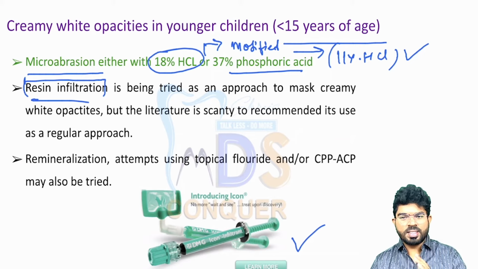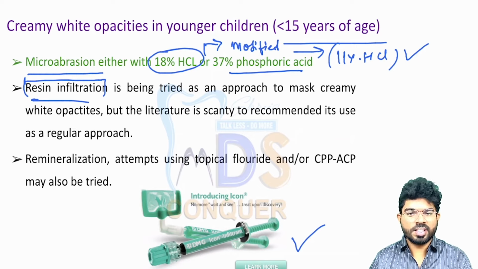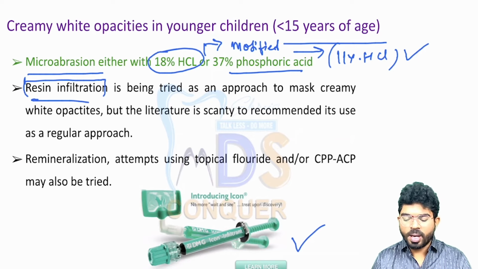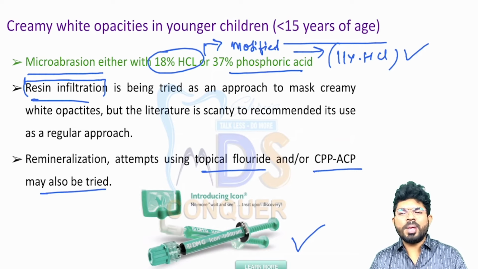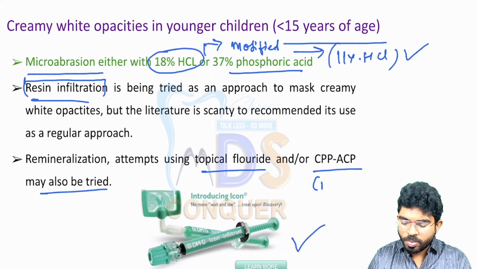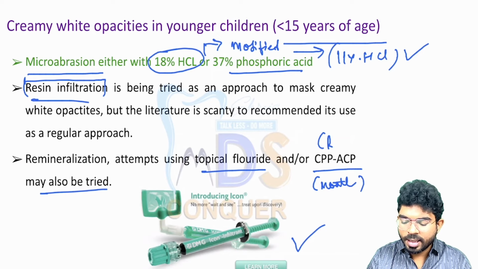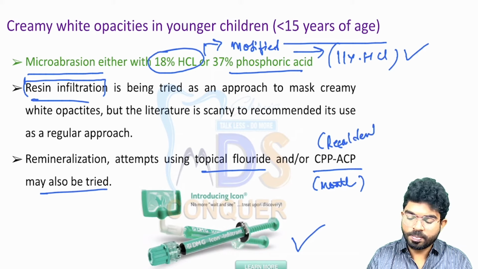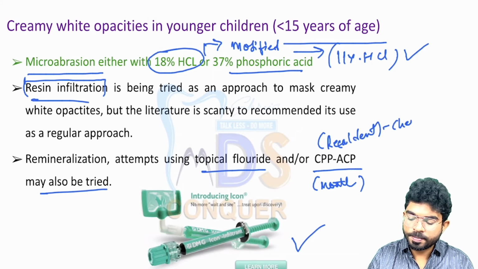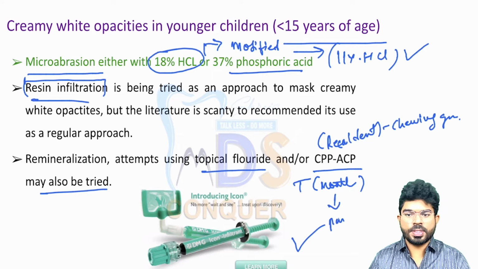Whenever you have defects in enamel, or minimal defects in the dentin, you can infiltrate the resin into the porosities. That is called the resin infiltration technique. Or you can try topical fluoride application or CPP-ACP, which are remineralizing agents. CPP-ACP is also called Tooth Mousse, in the form of a paste, or Recaldent, in the form of a chewing gum.